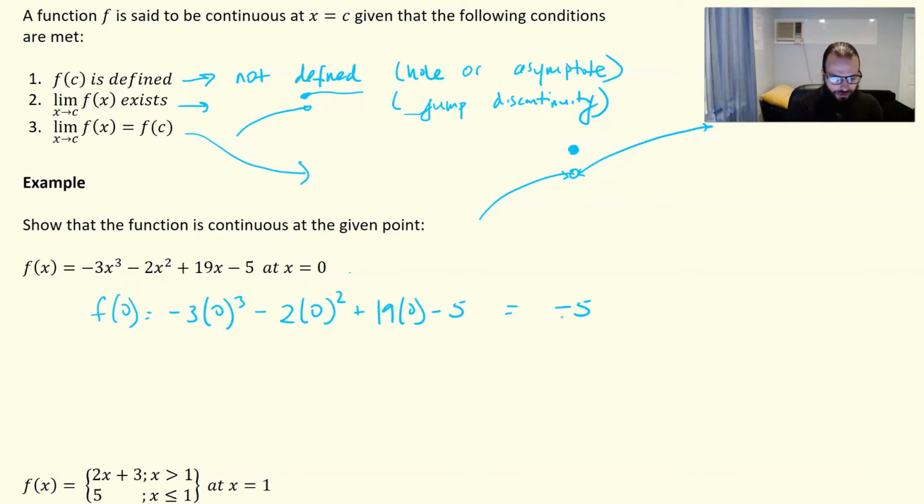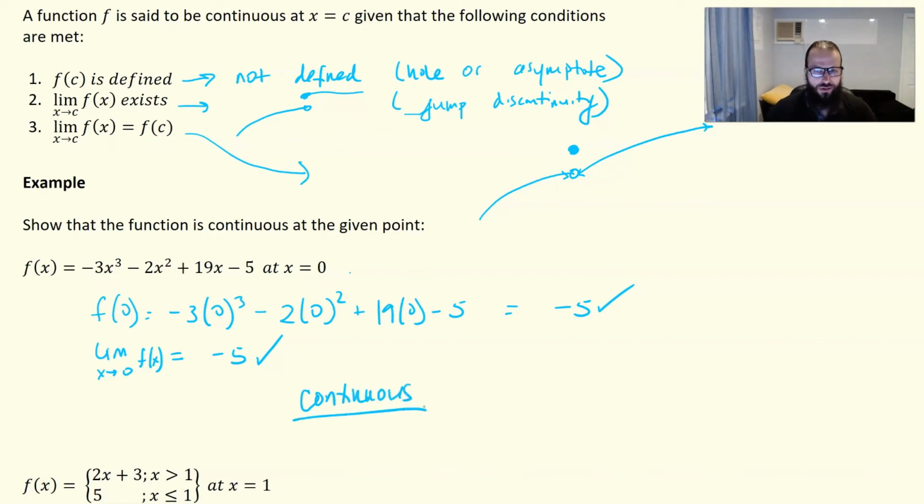Now, because we have no obvious discontinuity here, no hole, no asymptote, no break in the domain, we also know that the limit as x approaches 0 is also going to be negative 5. So we see that they both exist and that they are equal, and thus this function is continuous. So as a good general rule, all polynomial functions are going to be continuous at all points. Rational functions may have a break in the domain, but polynomial functions, as a general rule, there's not really going to be a break in the domain at any point.